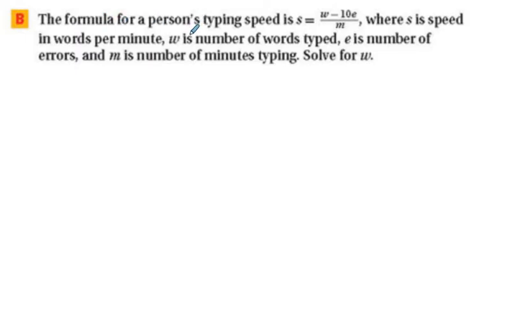The formula for a person's typing speed is S equals (W minus 10E) all divided by M, where S is the speed in words per minute, W is the number of words typed, E is the number of errors, and M is the number of minutes typing. We want to rearrange this formula so it's not S equals. We want it as W equals.